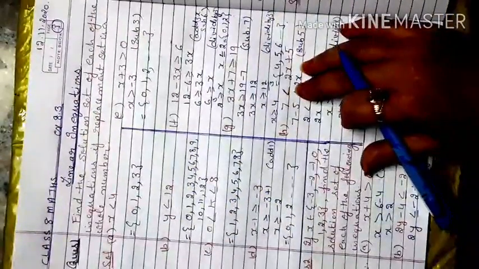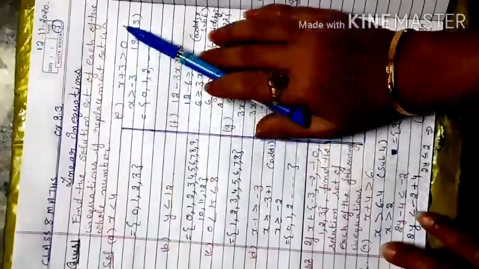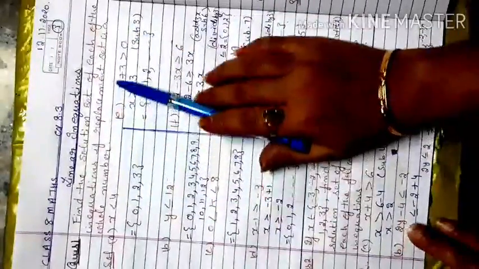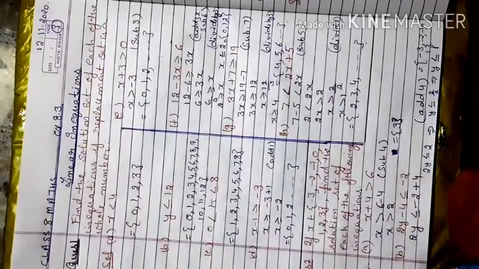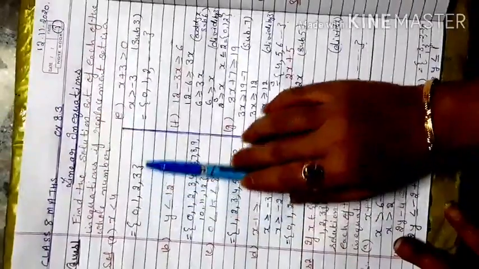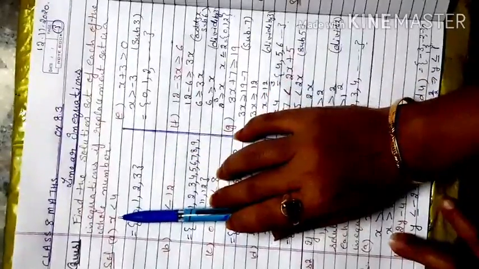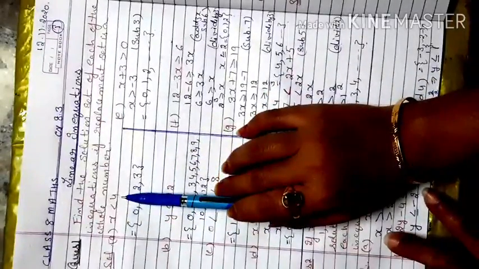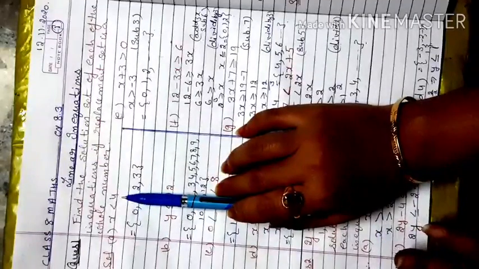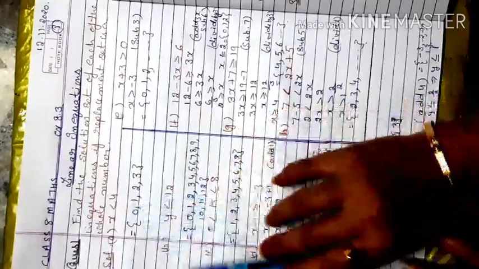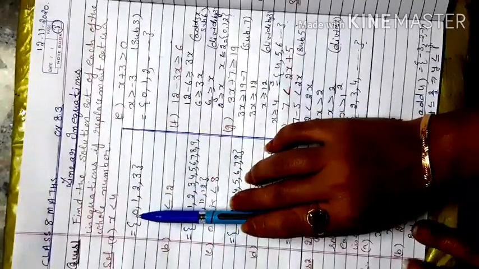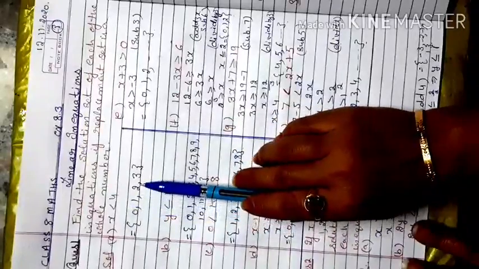Here I am discussing some questions of your exercise 3. In your first question, find the solution set of each inequation if the replacement set is the whole number. Replacement set means the universal set is the whole numbers, starting from 0 and moving till infinity. If I have the solution set x less than 4, that means all values less than 4 are included, but from the universal set of whole numbers. The whole number universal set starts from 0. In that case, our solution set starts from 0. 4 is not included: 0, 1, 2, 3.